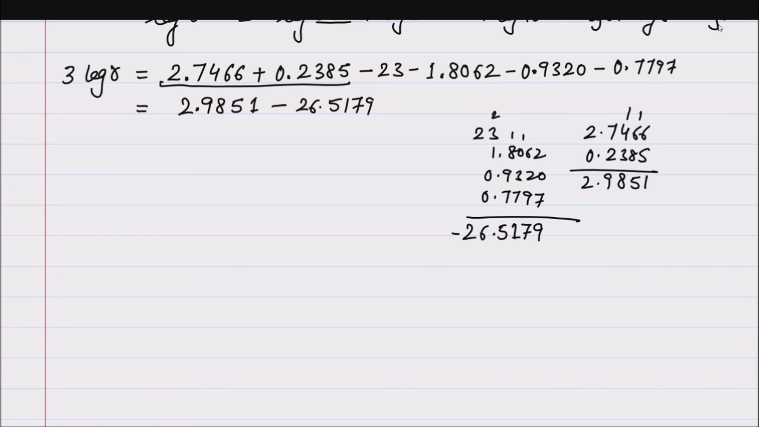Okay, so minus 26.5179 and plus 2.9851, so the value comes out to be minus 23.5328, right? That is 3 log r.